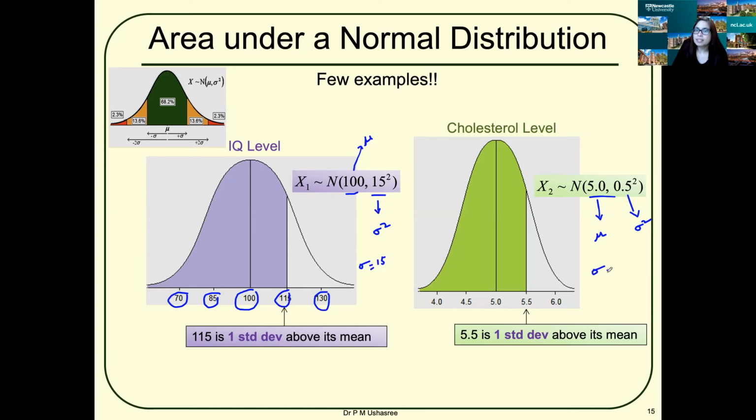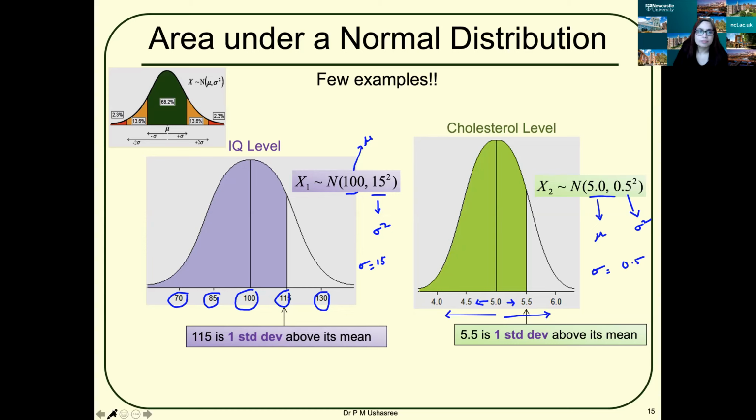Here it is 0.5. So 5 plus 0.5 is 5.5, and 5.5 plus 0.5 is 6. So 5.5 is 1 standard deviation above the mean, and 6 is 2 standard deviations above the mean. 4.5 is 1 standard deviation below the mean, and 4 is 2 standard deviations below the mean.